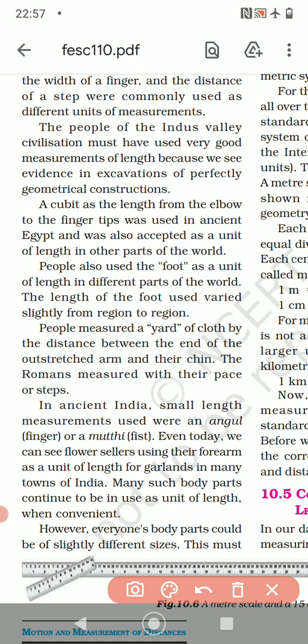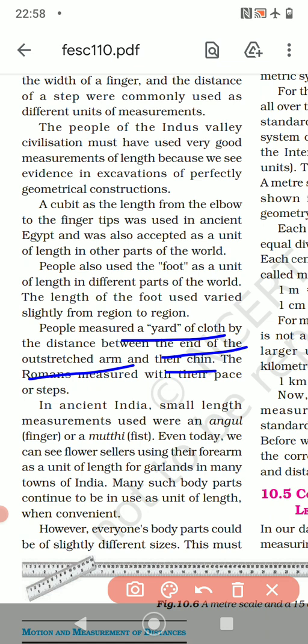People also used the foot as the unit of length in different parts of the world. The length of the foot used varied slightly from region to region, because the length of the foot, of course, depends on person to person. People measured a yard. This is again important. People measured a yard of cloth by distance. What is the distance? The distance between the end of the outstretched arm and their chin. So from the chin to the outstretched arm to the fingers, it is 1 yard.